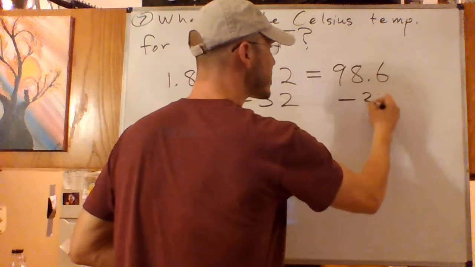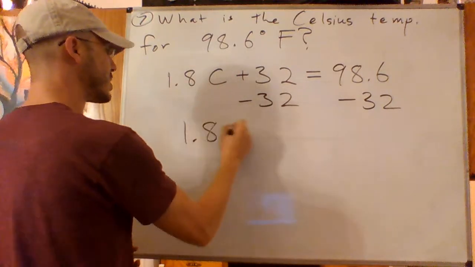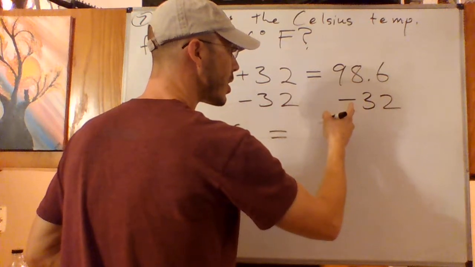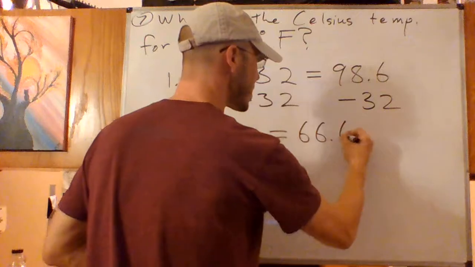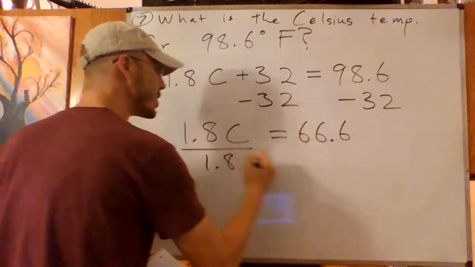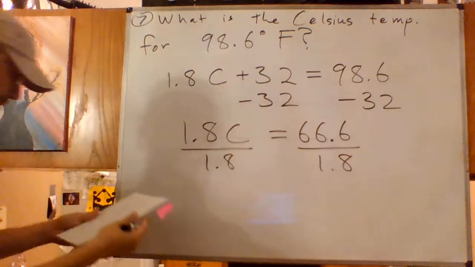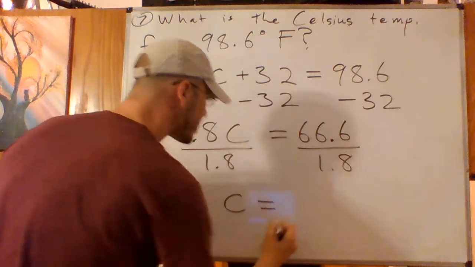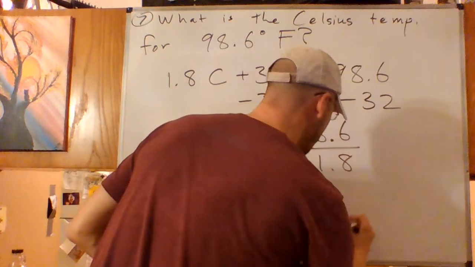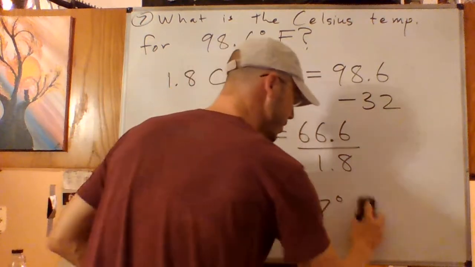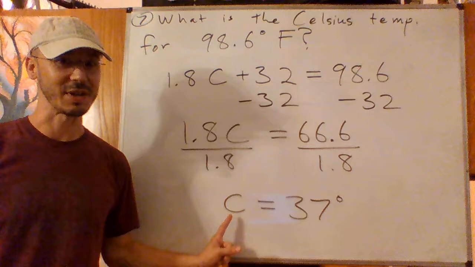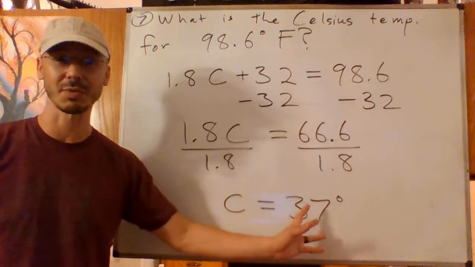Subtract 32 from both sides to get 1.8 C equals 66.6. Yeah, and then divide both sides by 1.8. And that gives C on this side. C is isolated. And 37 degrees on this side. Never mind. I'm not going to put 37 degrees Celsius with a C because there's already a C here, and I don't want to say C equals 37C.